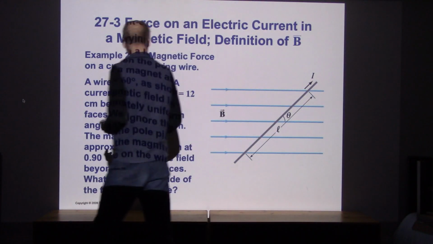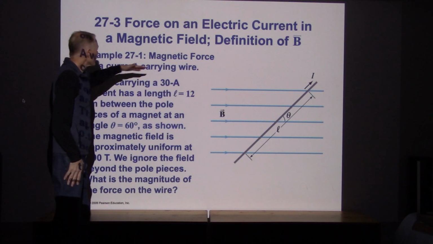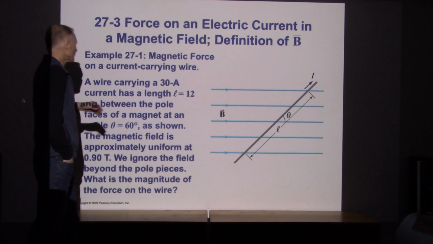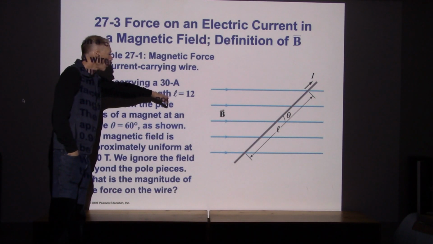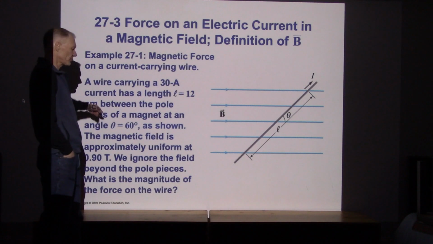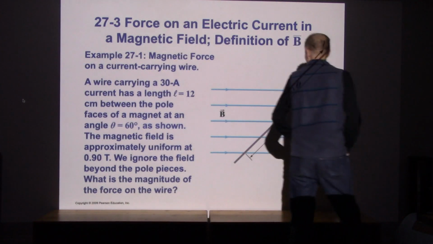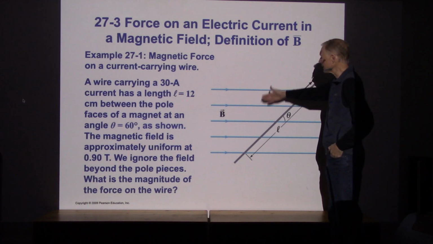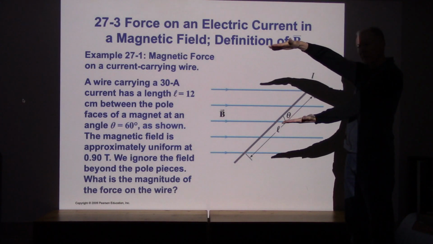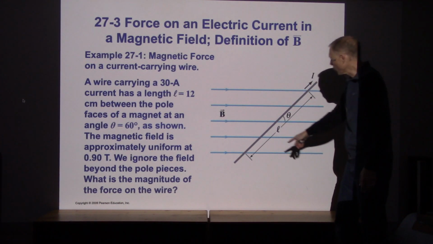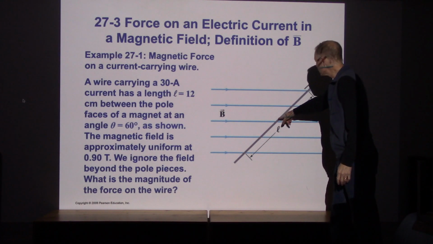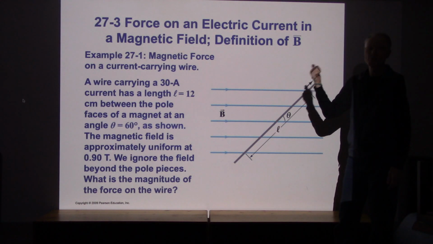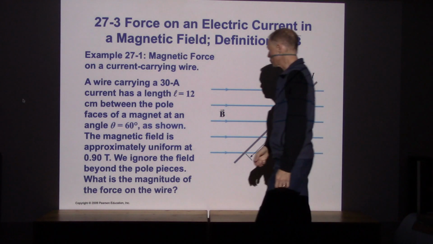So here are the numbers they've given us. The current going through is 30 amps. That's a good amount of current. And the length of the wire through the magnetic field is 12 centimeters. Now let's think about what that length means. They've got it set up really well in the diagram here. Here's where the magnetic field actually is. The magnetic field is limited to this region, and so the wire will only feel forces in the region where the magnetic field is. When the current's running through the wire, that's when the force will be generated.